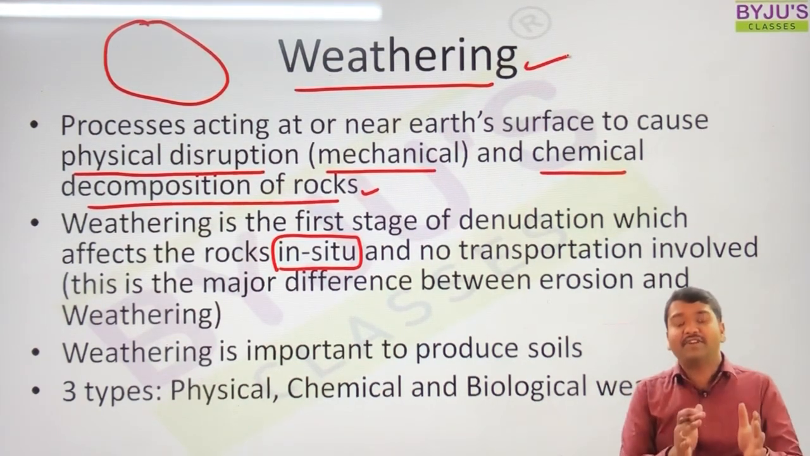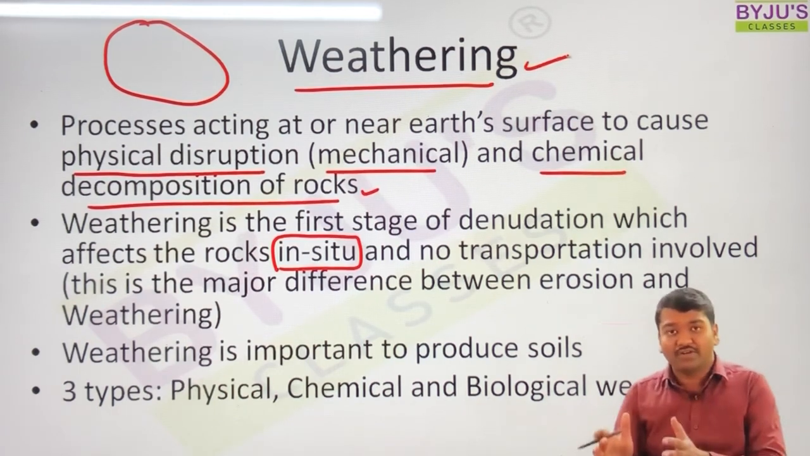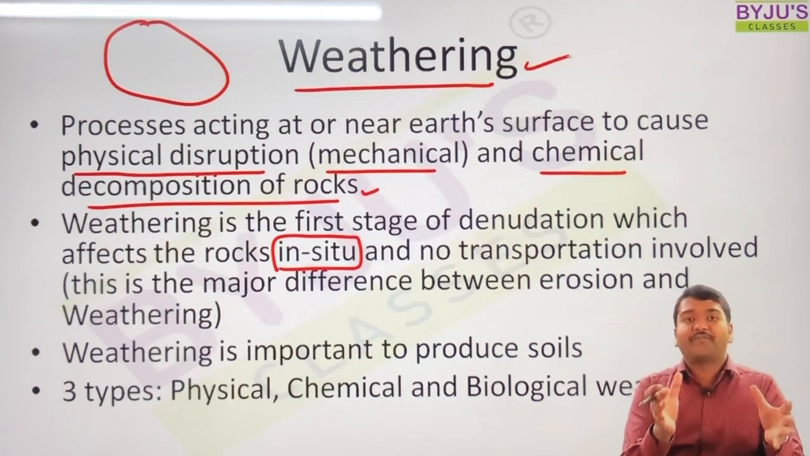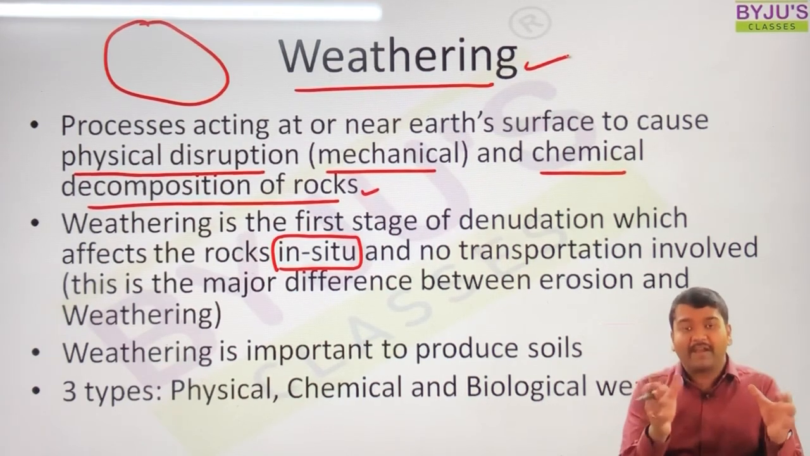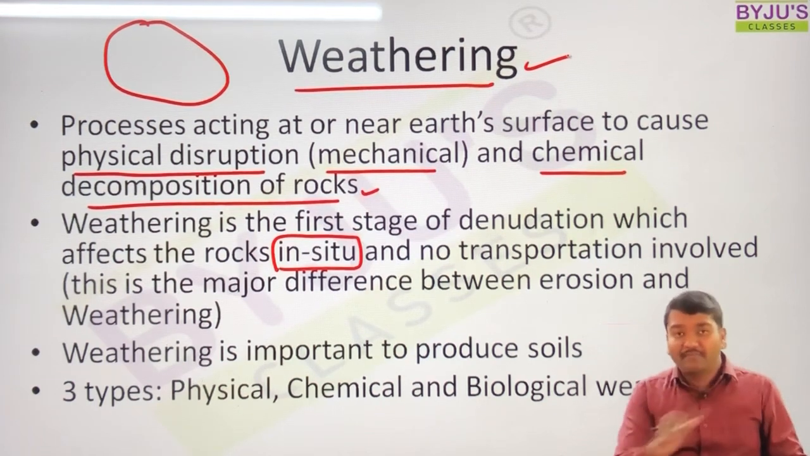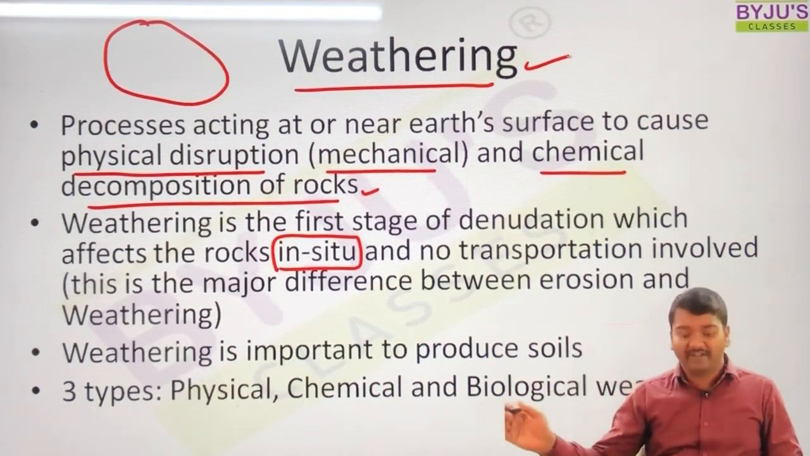Remember, the major difference between weathering and erosion is weathering happens at that place. So if the rocks break and if the sand is present there, we call it weathering. If it moves, then we call it different names.